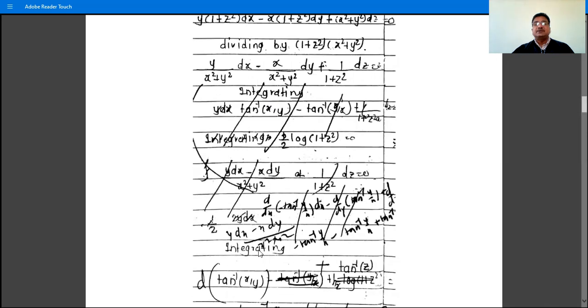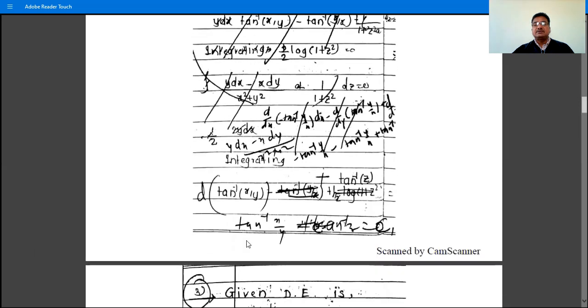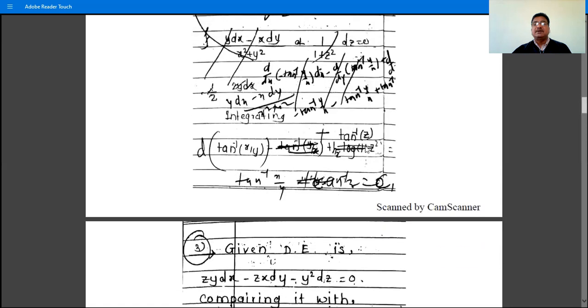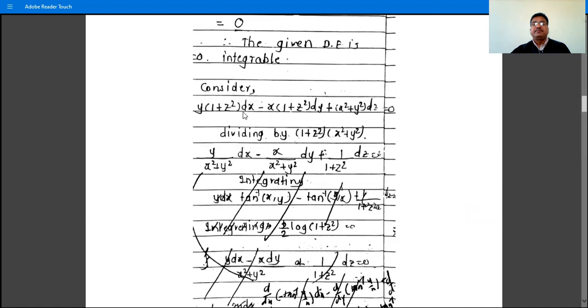If you take x² + y² as LCM, then y dx − x dy, and this is the derivative of tan inverse x by y. If you find the derivative of tan inverse x by y, then we have (y dx − x dy)/(x² + y²). Integration of 1/(1 + z²) is tan inverse z. So we have the answer: tan⁻¹(x/y) + tan⁻¹(z) = constant. This is the solution of this example.